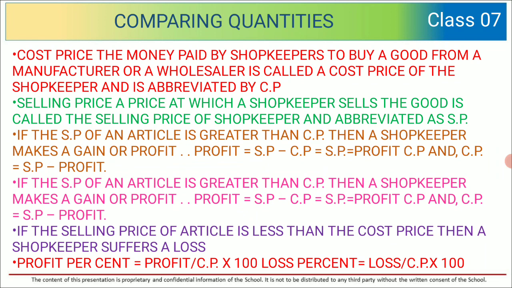If the selling price of an article is less than the cost price, then the shopkeeper suffers a loss. Many times when we talk to a shopkeeper, we tell him, please, in another shop they are giving it at 450 and you are taking 500. So he says, no sir, I can't give it to you at this low rate because it will be a loss for me. Right? So in this way, there is a loss.